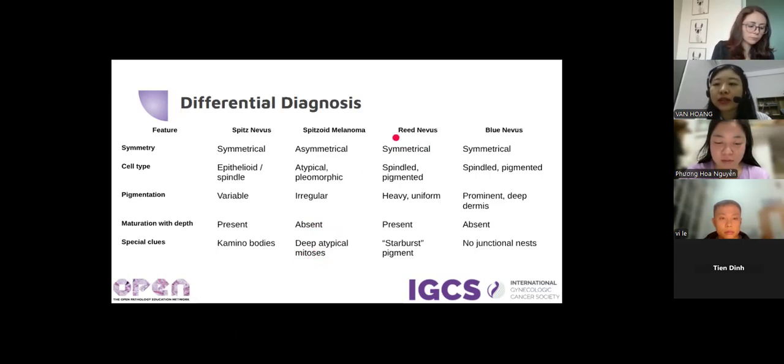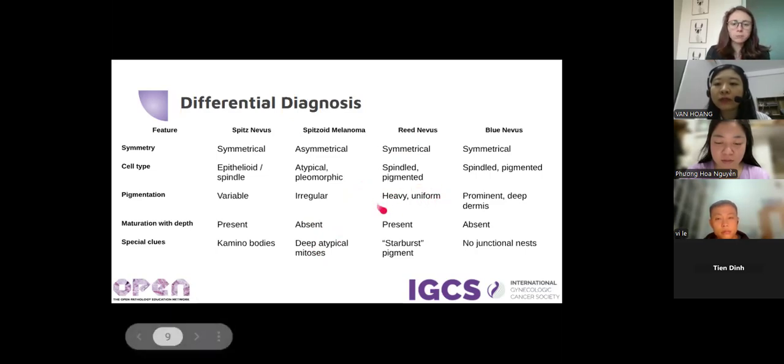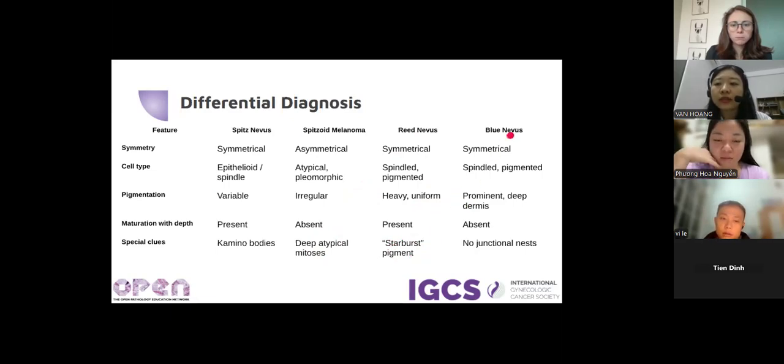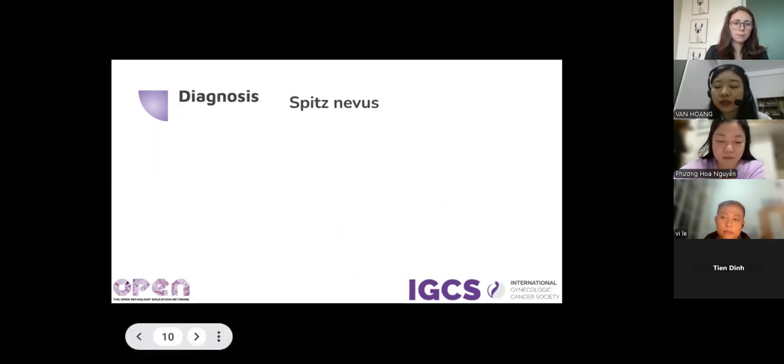With the red nevus, the special feature is heavy and uniform pigmentation, and the clinical picture shows a starburst pigment pattern. And the blue nevus has prominent, deep pigmentation in the dermis. So our final diagnosis is the Spitz nevus.